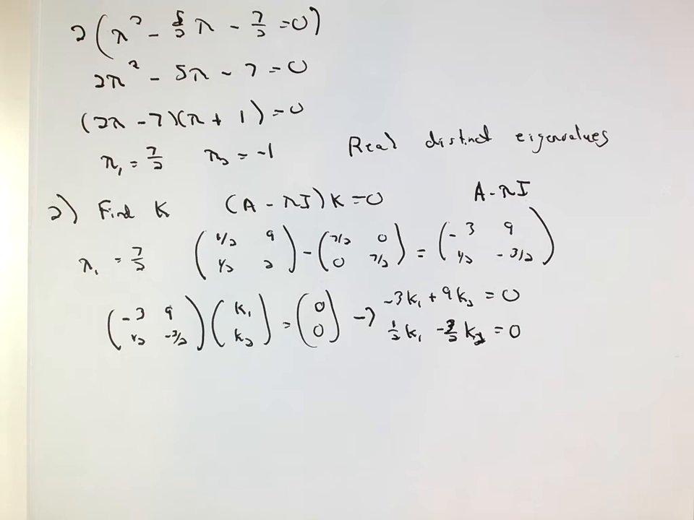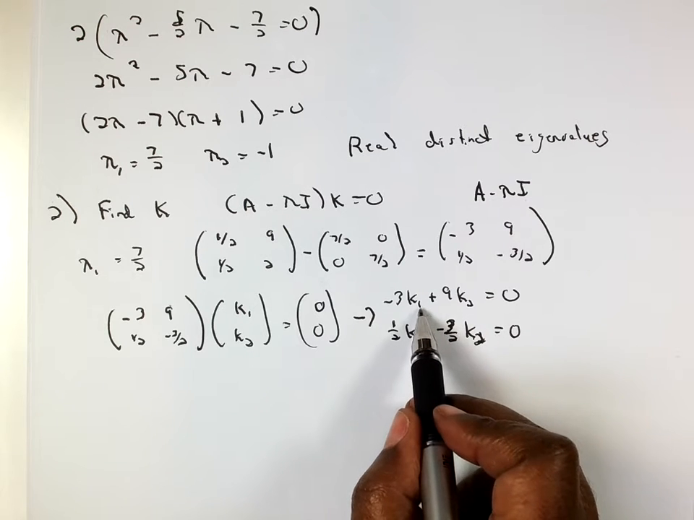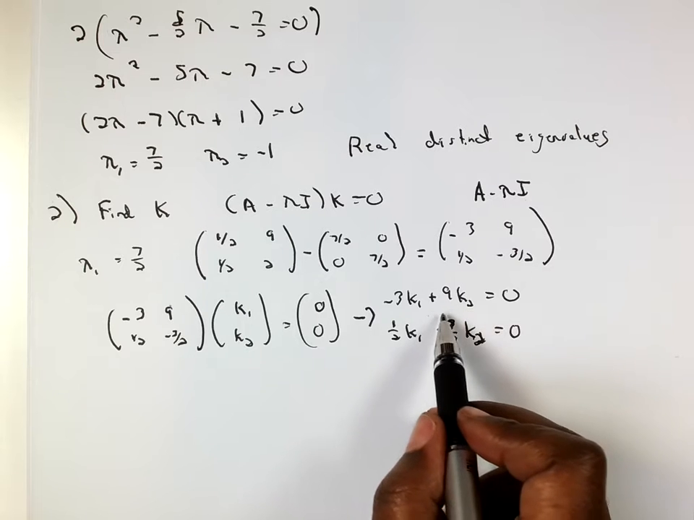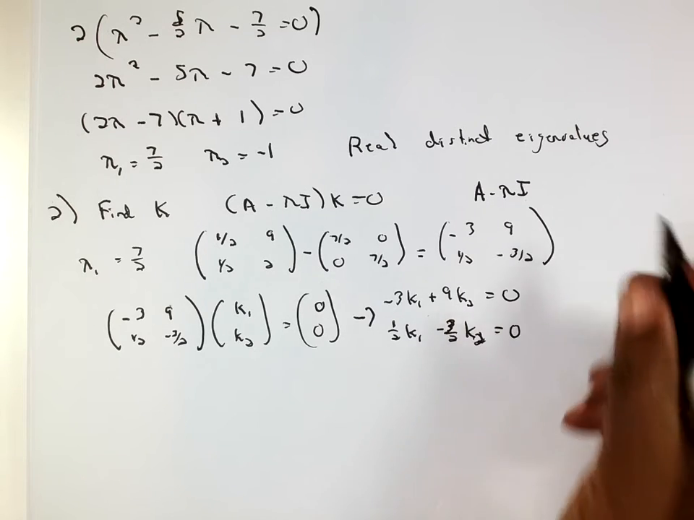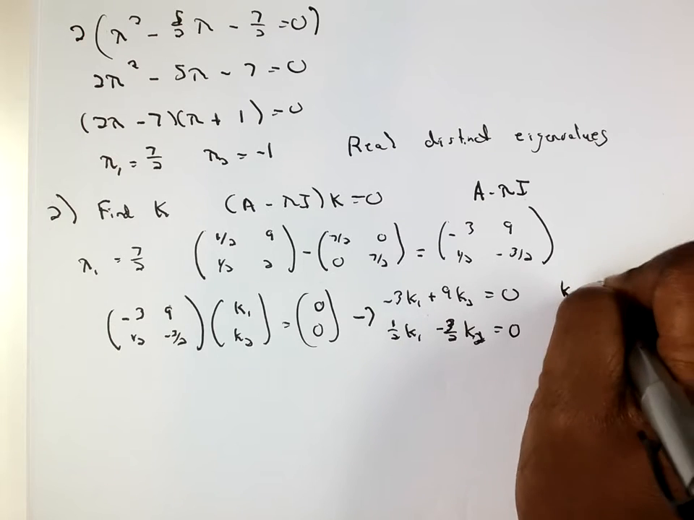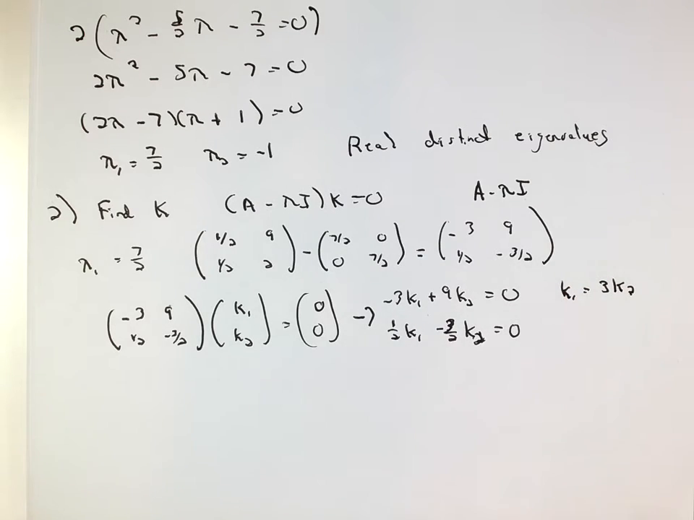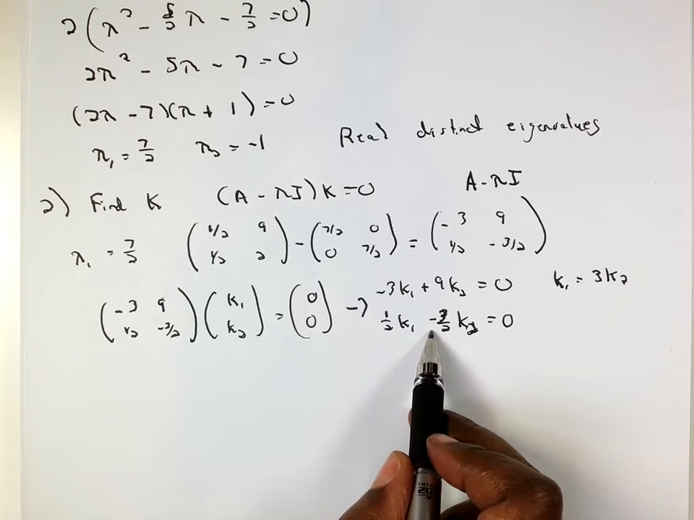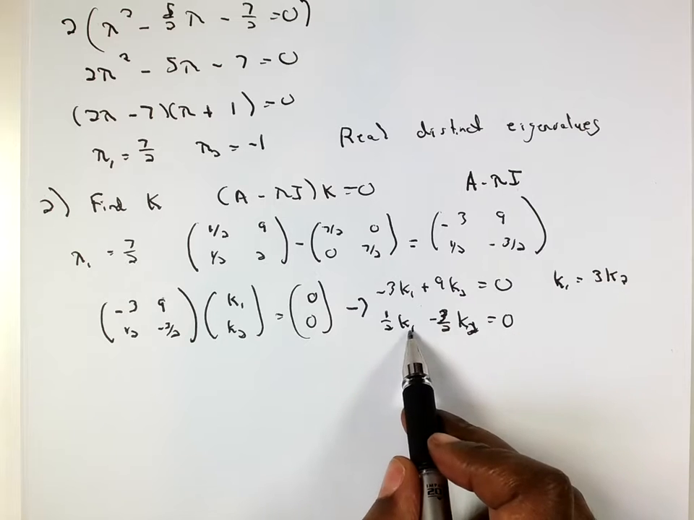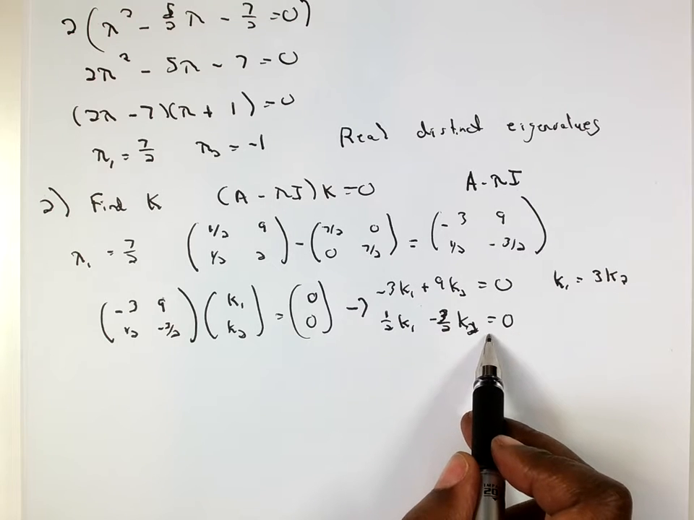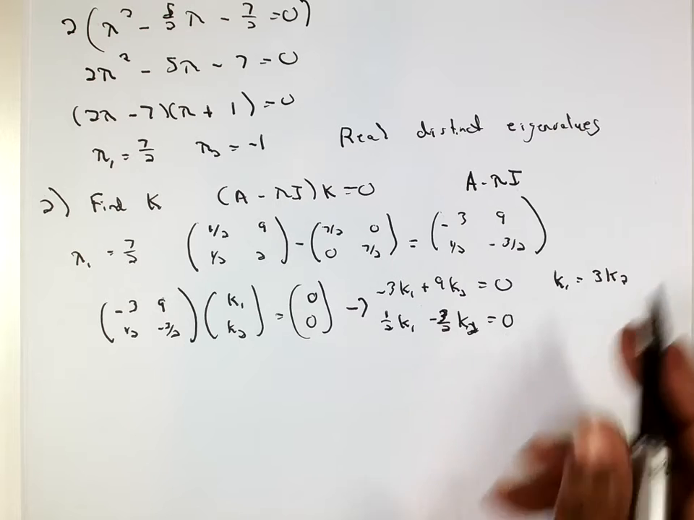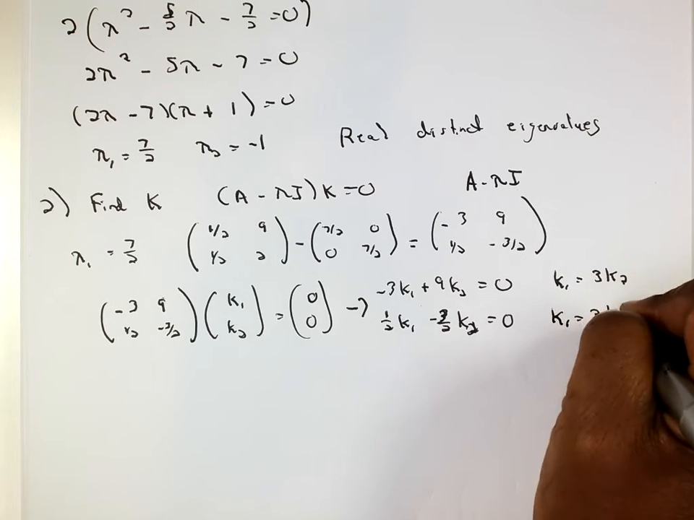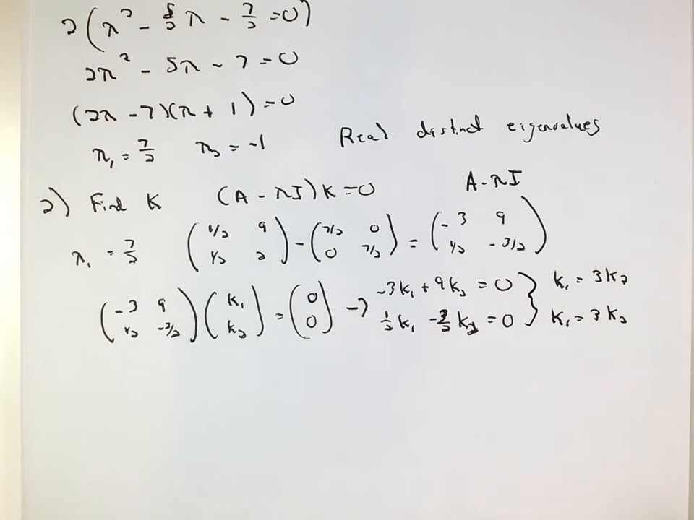is equal to 0. So if I solve this for k1, I would just move k2 over and divide by 3. So I get k1 is equal to 3 times k2. For this one, I'm going to do the same thing, solve it for k1. So if I move it over, I get 1/2 k1 equals 3/2 k2. Divide by 1/2, and we still get k1 is equal to 3 k2. So these two are exactly the same.